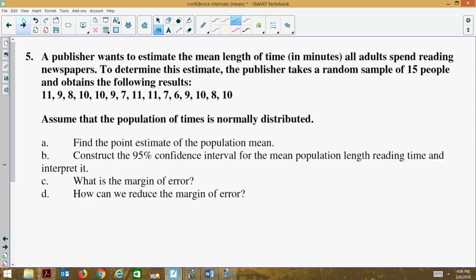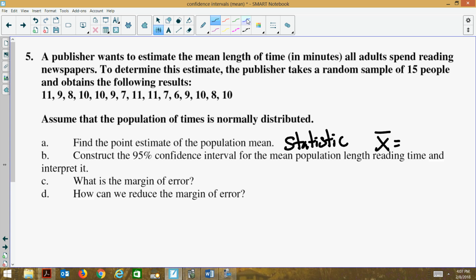Let's go through an example together. A publisher wants to estimate the mean length of time all adults spend reading newspapers. To determine this estimate, the publisher takes a random sample of 15 people and obtains the following results. They want us to assume that the population of times is normally distributed. First, we need to find the point estimate of the population mean. So we need to find a statistic that estimates what the population mean would equal. By now, we should all know what this statistic is. For this problem, it will be the sample mean.